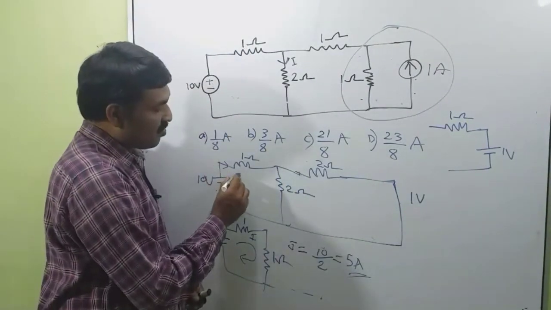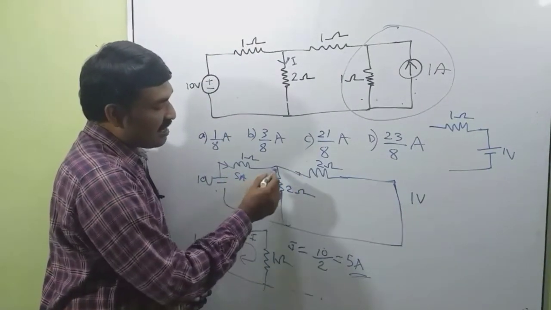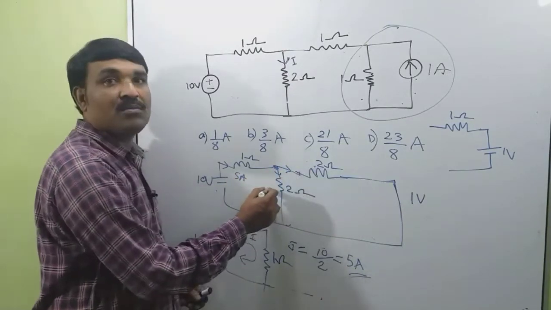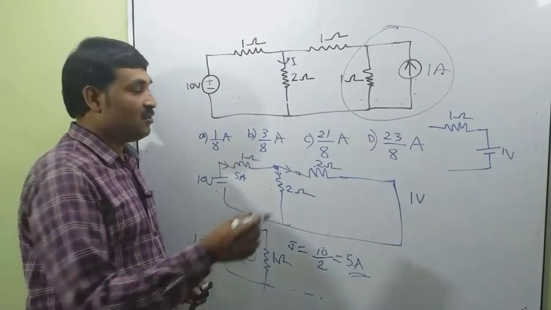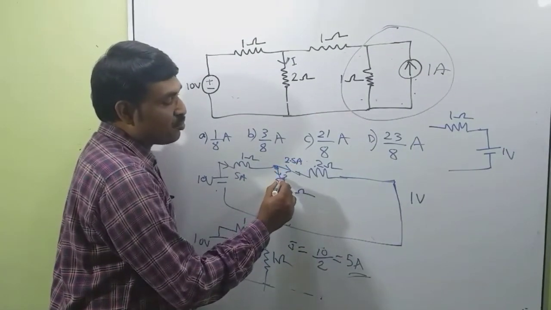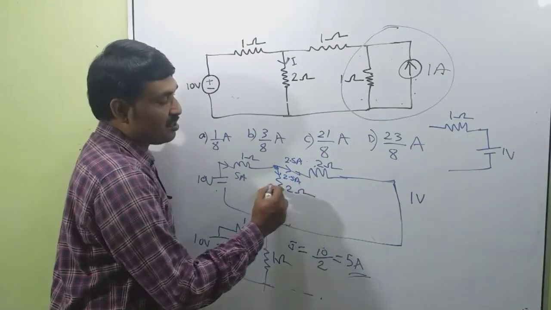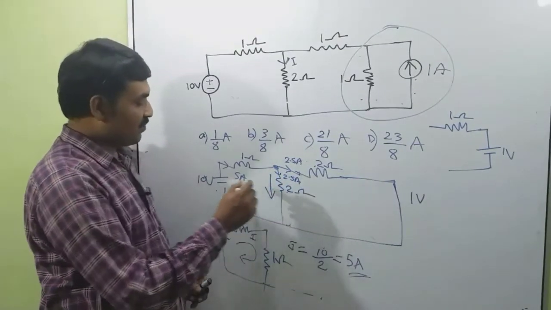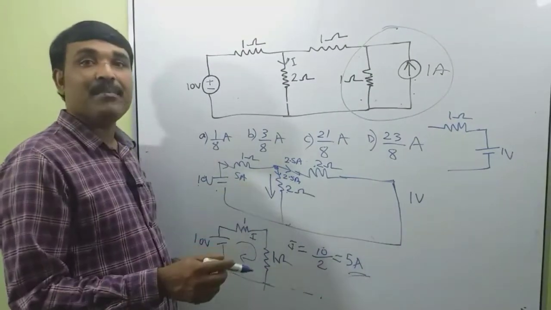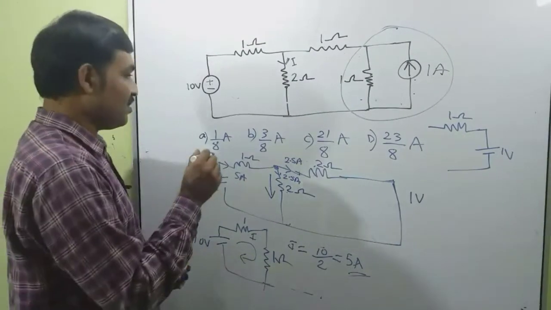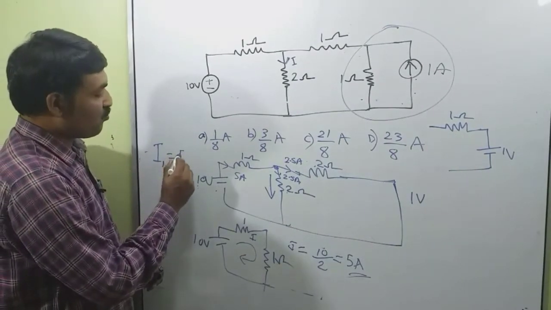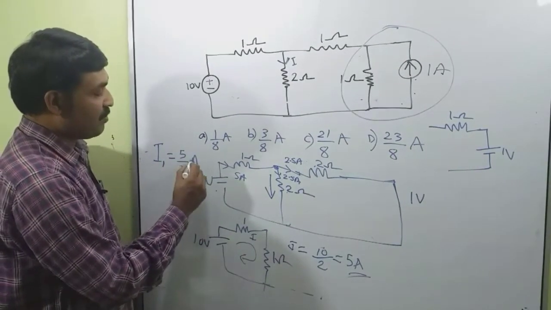This is 5 ampere. This 5 ampere at this node is split into 2. Both are 2 ohm. So we can use the current division rule. So 2.5 ampere goes through this branch and 2.5 ampere goes through this branch. Current through this resistance when the 10 volt source alone is acting is 2.5 ampere, that is 5 by 2 ampere. So I can write this as I1, that is equal to 5 by 2 ampere.